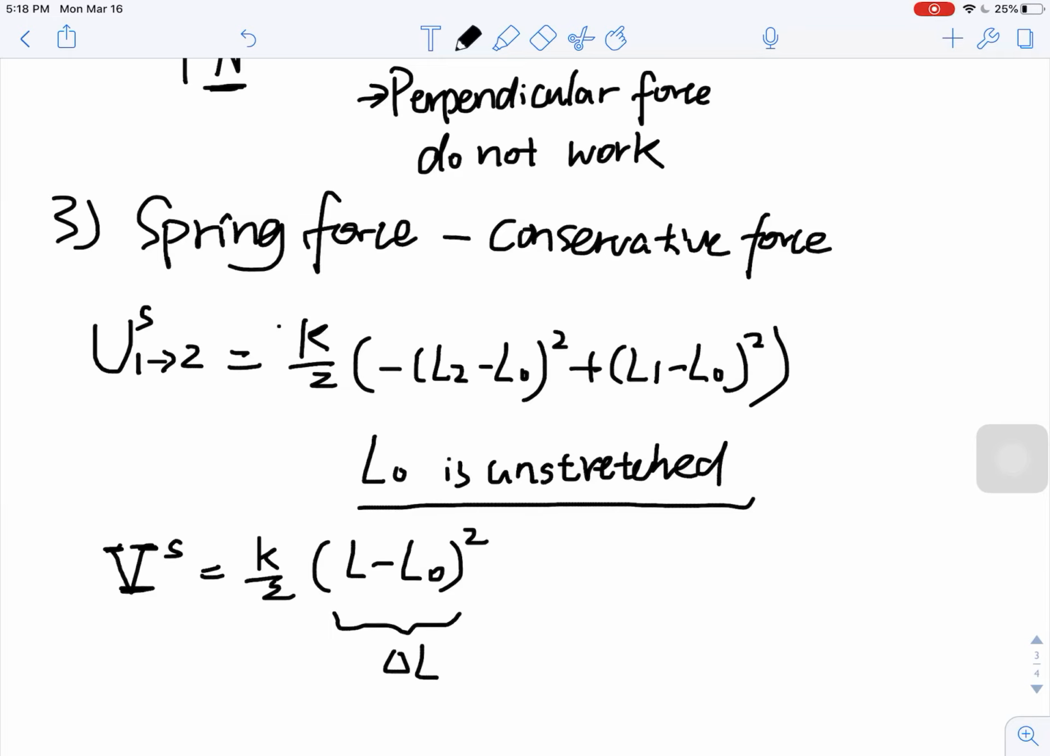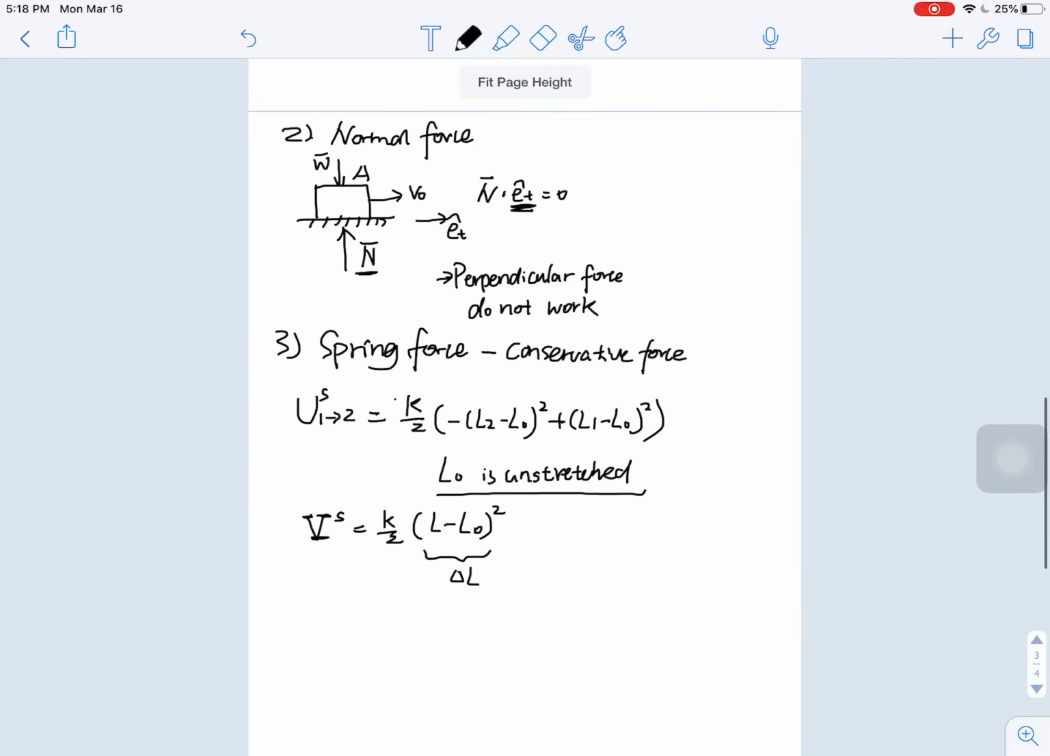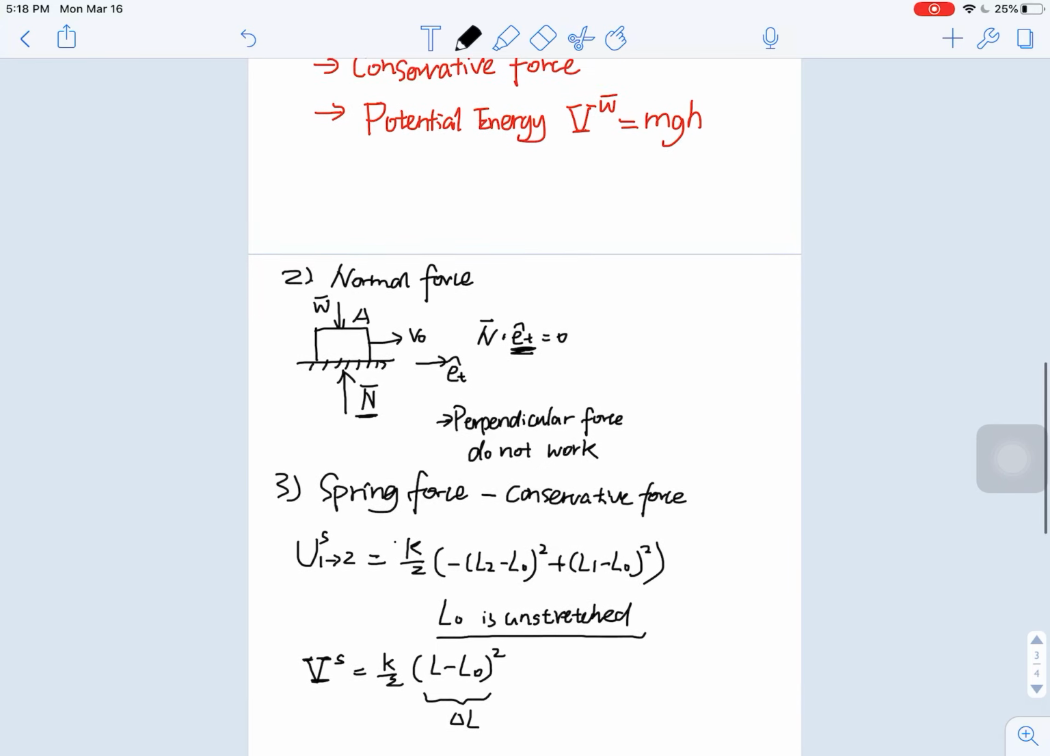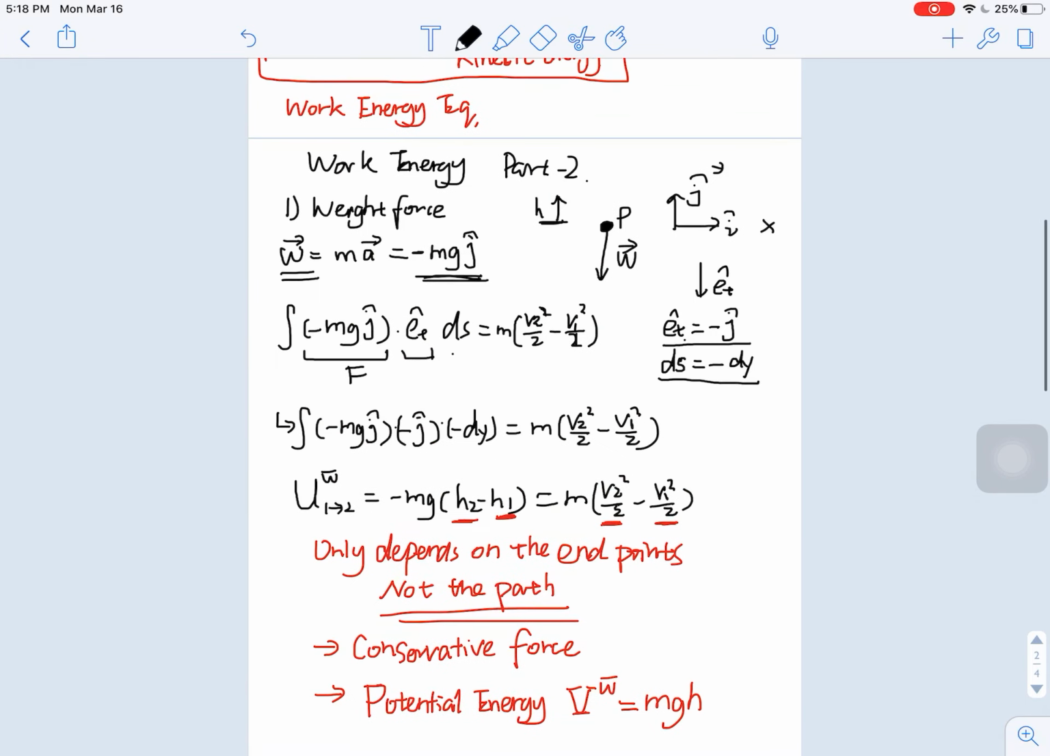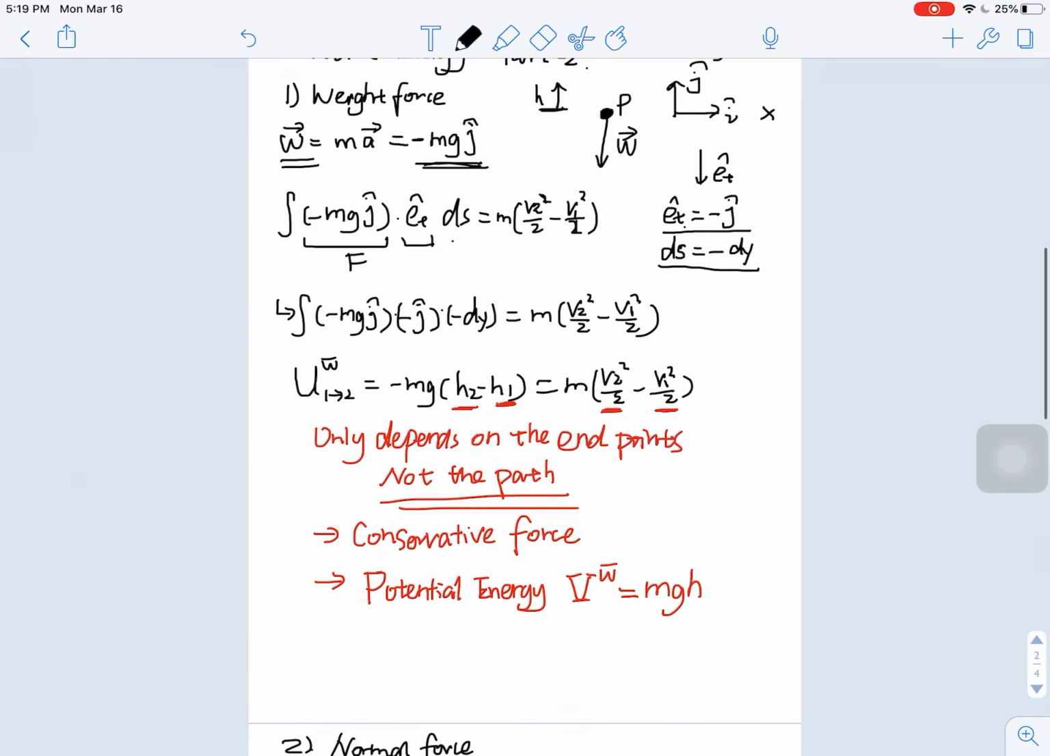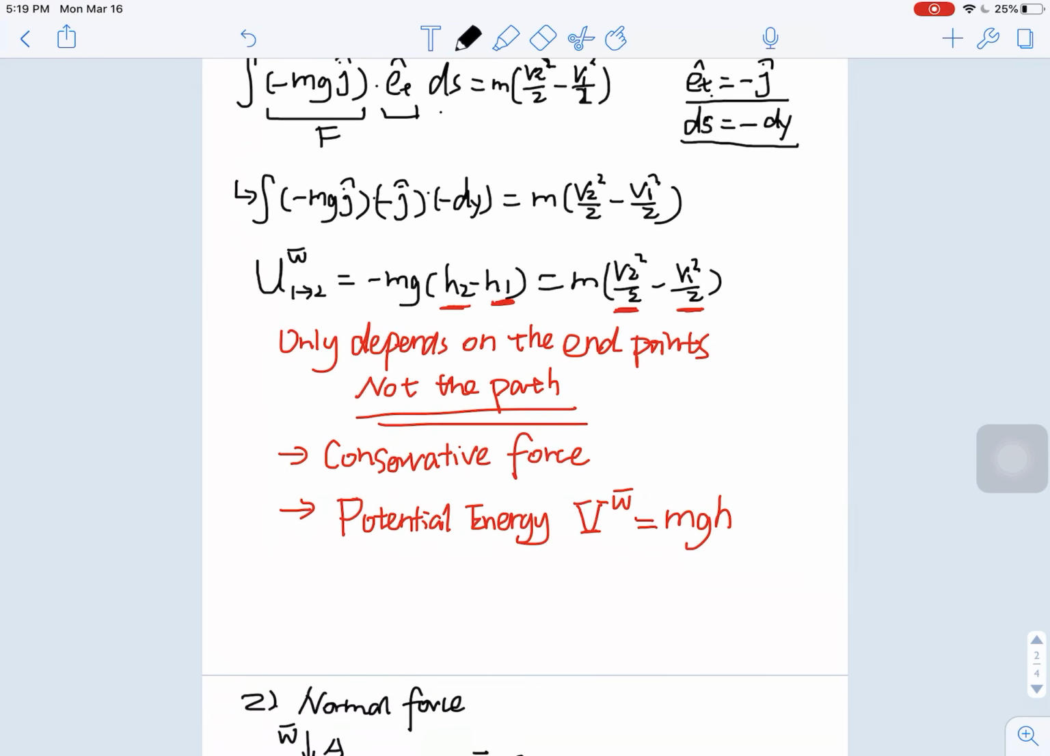So far we have three forces: the normal force, which doesn't do any work, and the weight force and spring force, which are conservative. Next time we're going to learn what a non-conservative force is.